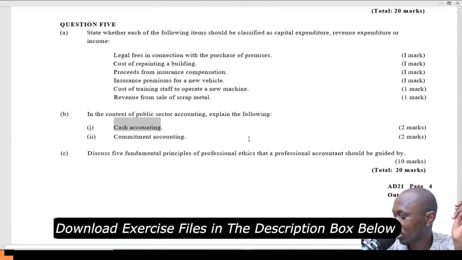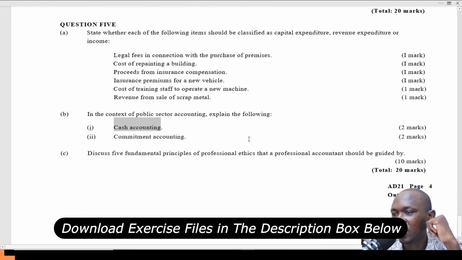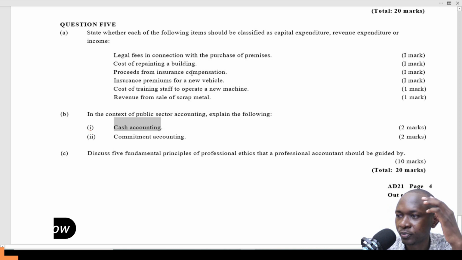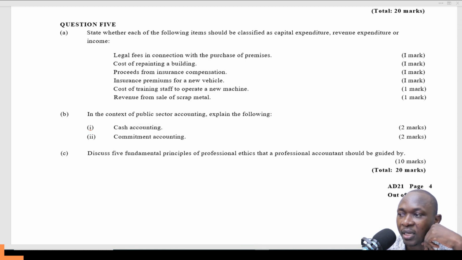State whether each of the following items should be classified as capital expenditure, revenue expenditure, or income. Okay, so number 1, and this is just 1 mark, so you just state and you move to the next one.